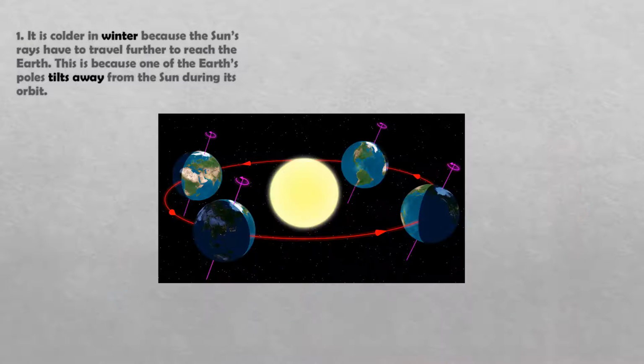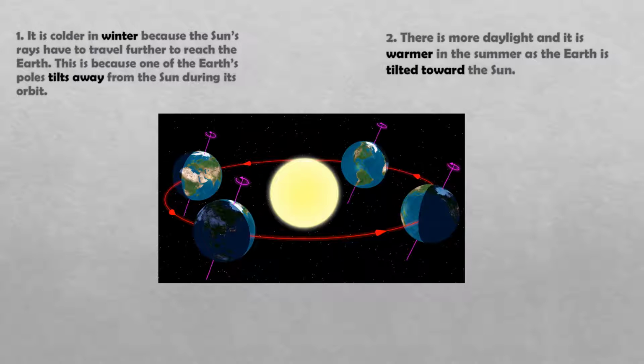It is colder in winter because the Sun's rays have to travel further to reach the Earth. This is because one of the Earth's poles tilts away from the Sun during its orbit. There is more daylight and it is warmer in the summer as the Earth is tilted toward the Sun.